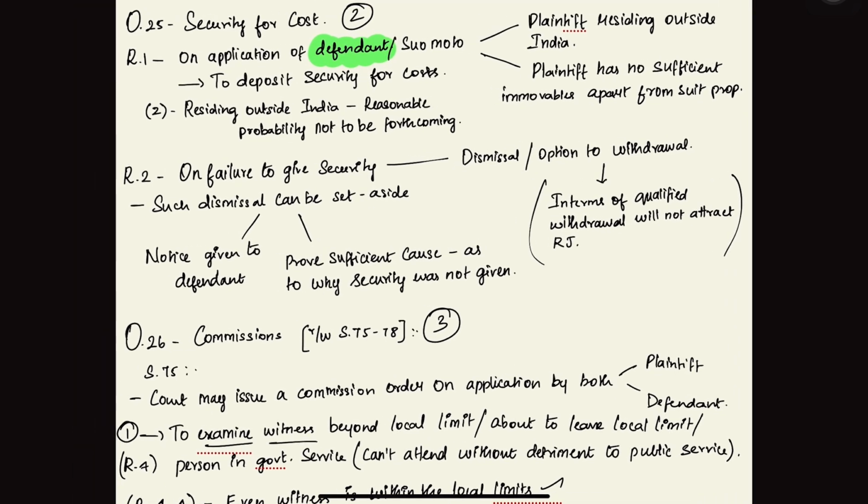And Order 25 deals with security for costs. Generally, an application is made by the defendant, or even the court takes it suo motu, in a case where the plaintiff is residing outside India, or the plaintiff has no sufficient immovable property apart from the suit property. In these two cases, the defendant may make an application, for example, where the plaintiff is residing outside India, and the defendant is not convinced by the allegations put forth by the plaintiff, like the plaintiff is making false allegations and has filed the case.